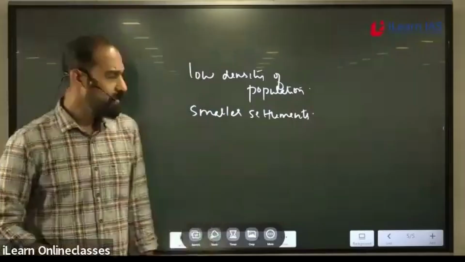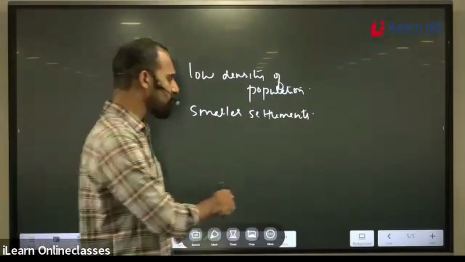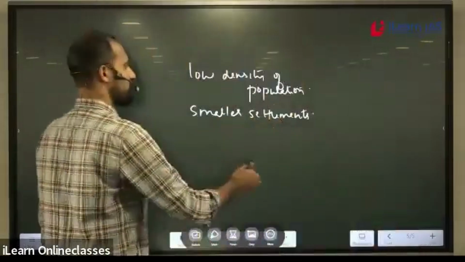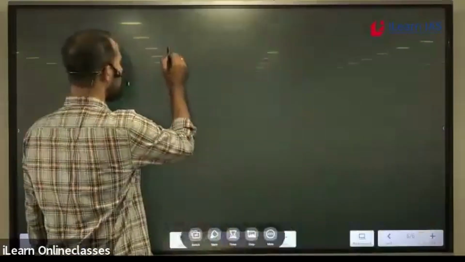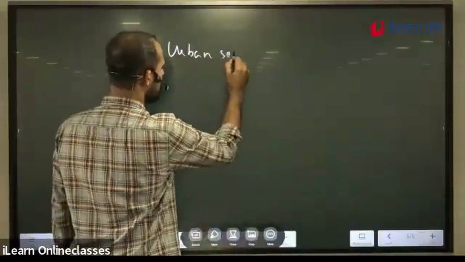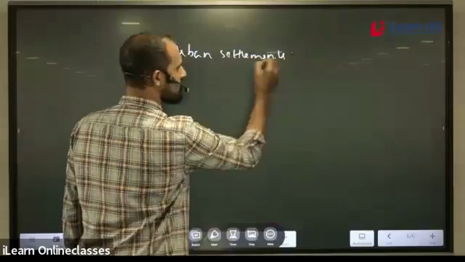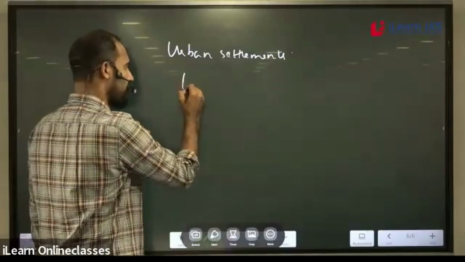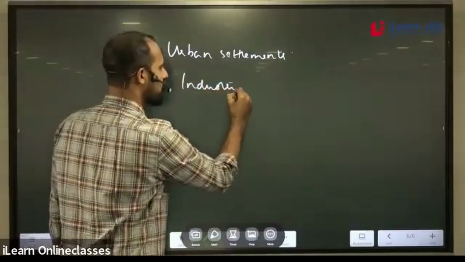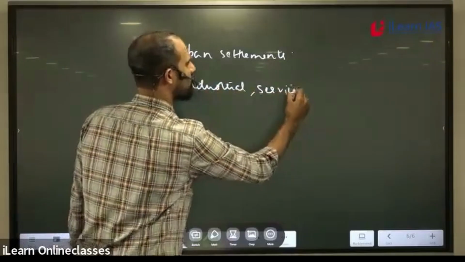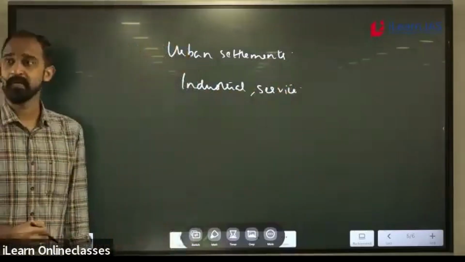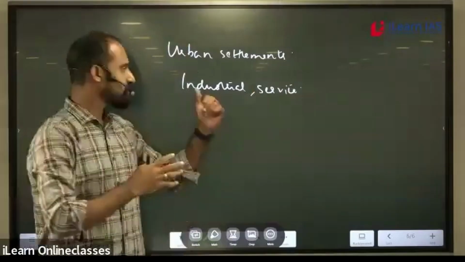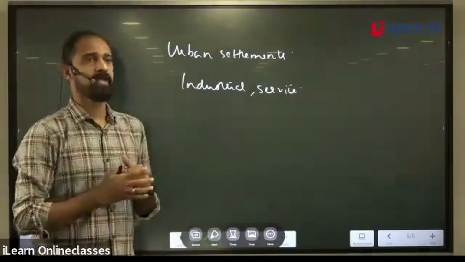Very basic thing. Now, what about urban settlements? Urban settlements, on the other hand, are associated with what type of activities? The occupation will be industrial or service sector activities. Industries and service sector activities are not land intensive, in comparison to the activities we discussed earlier.